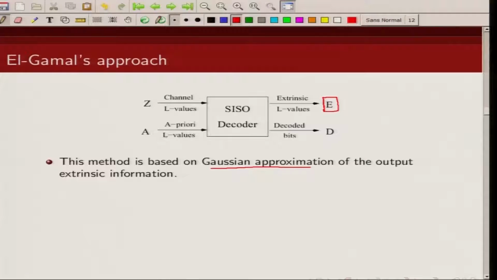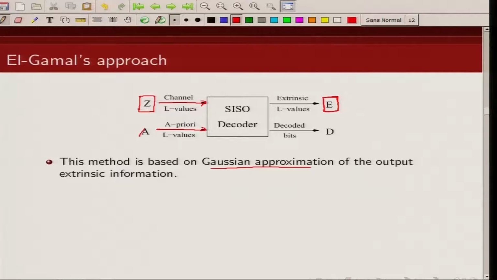So, Al-Gamal's approach is based on Gaussian approximation of this output extrinsic information. So, note there are two inputs to my soft input soft output decoder, one which I am referring to by Z, which is the channel received L values, and the second one is the a priori values. There are two outputs, one is this extrinsic information and the other one is the APP L values. If I take a hard decision on that, what I get is my decoded bits.